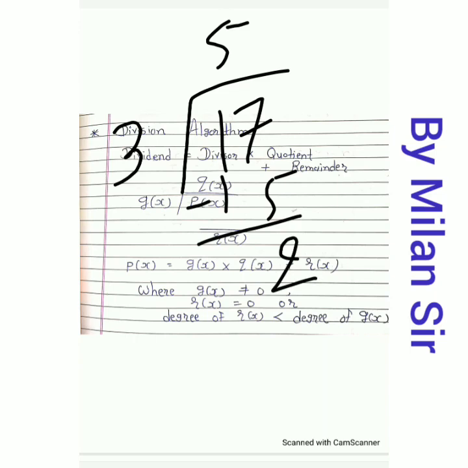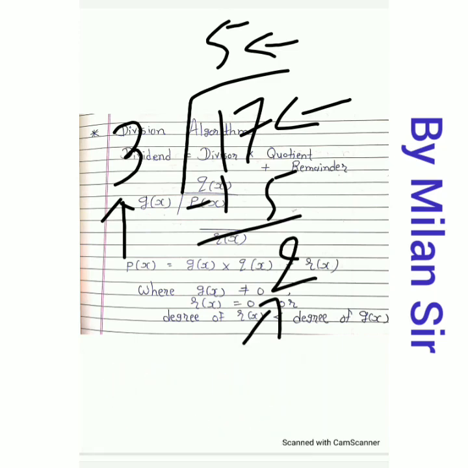Here we have a total of 4 things. First is our original number 17. It is called the dividend. It is divided by the number 3. It is called the divisor. Our answer is called the quotient, 5, and 2 is our remainder.